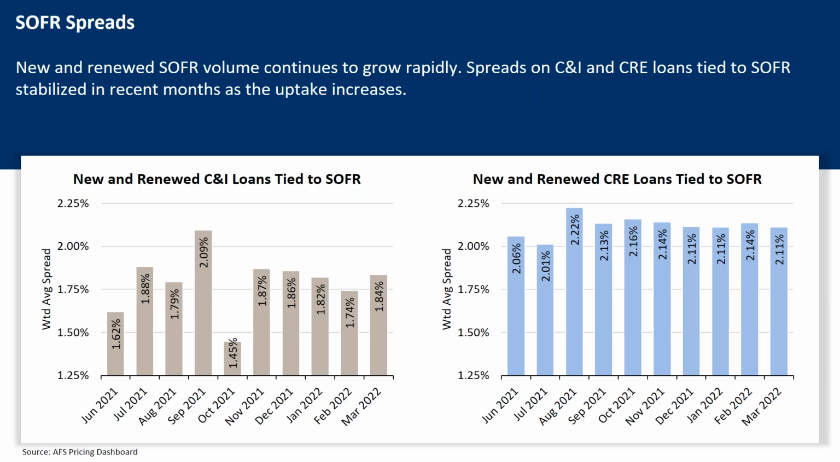But I think the higher spreads there in the CRE space reflect the fact that more of those deals are risk rated, say, low pass than we're seeing in the C&I space and for C&I loans tied to SOFR.